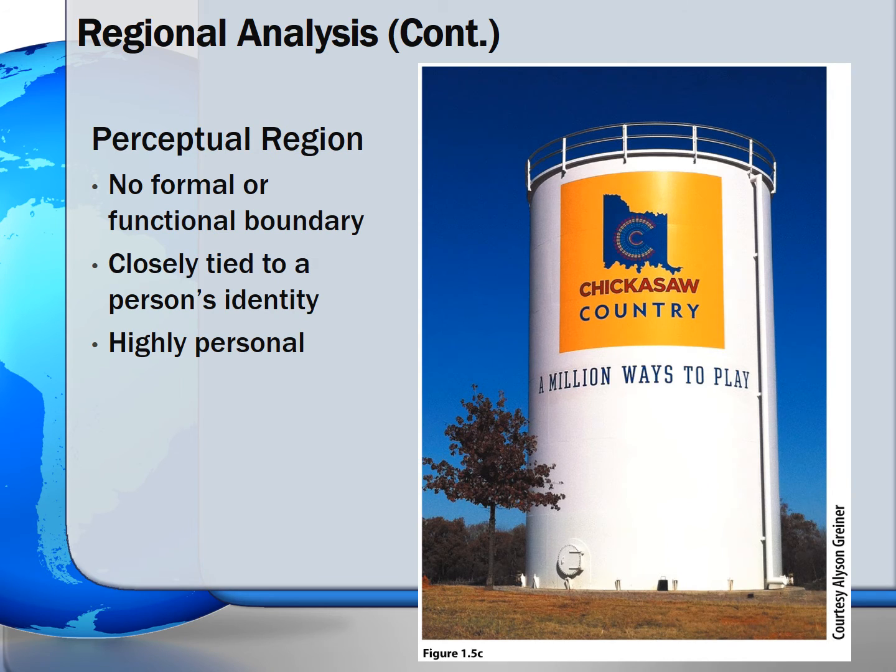A perceptual region is a vague public perception of an area with no formal or functional boundaries. In other words, it is based on what someone would see in his or her mind. The concept of a perceptual region is closely tied to the concept of identity and is personal. For example, the book uses Chickasaw Country. Chickasaw Country is a perceptual region in Oklahoma that is associated with the territory of the Chickasaw Nation.